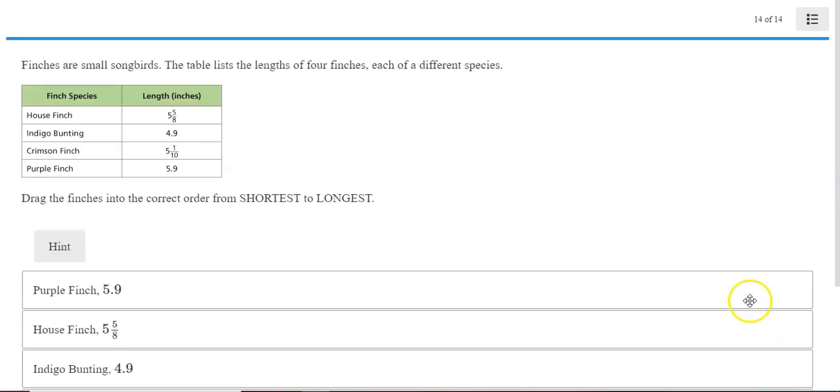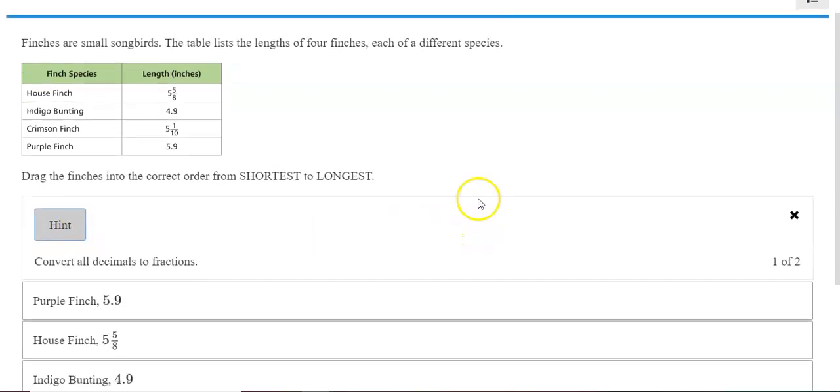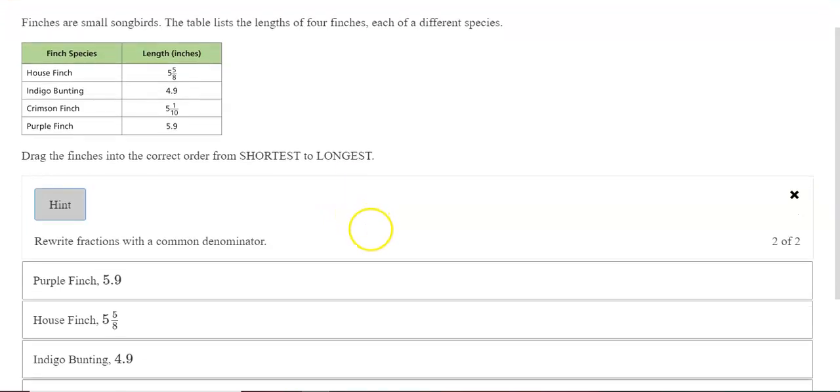Our last one, finches are small songbirds. The table lists the length of 4 finches, each of different species. So we have the house finch at 5 5/8, the indigo bunting at 4.9, the crimson finch at 5 1/10, and the purple finch at 5.9. We're going to do shortest to longest. Let's look at our hints: convert all decimals to fractions, and rewrite fractions with a common denominator.